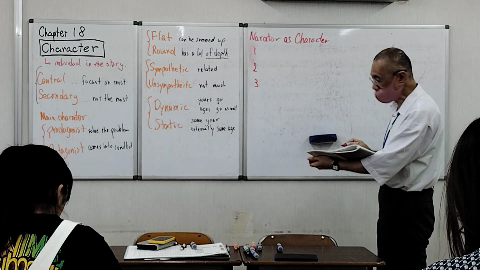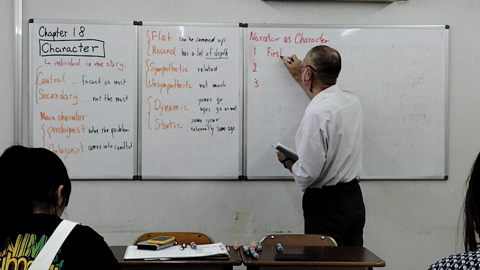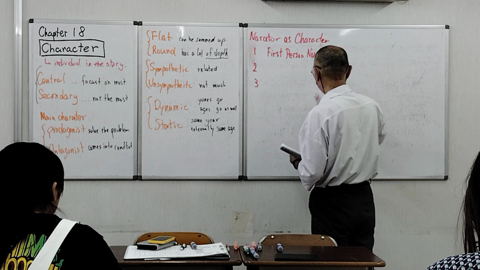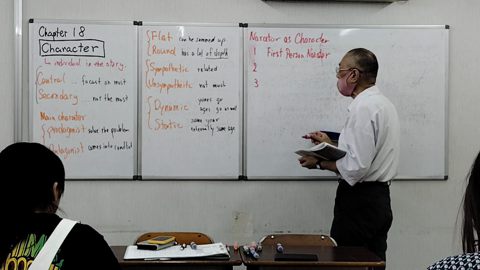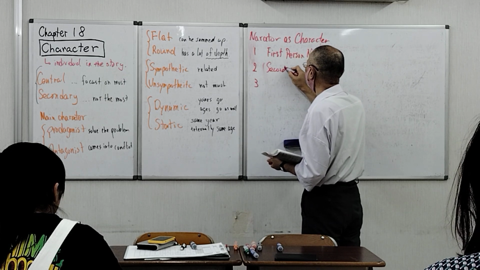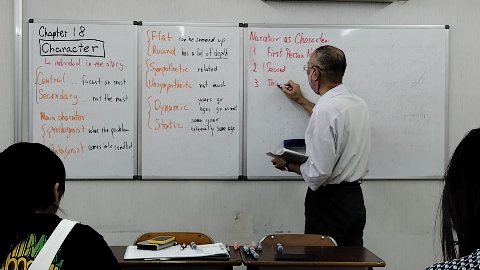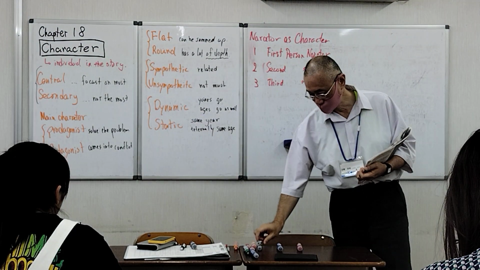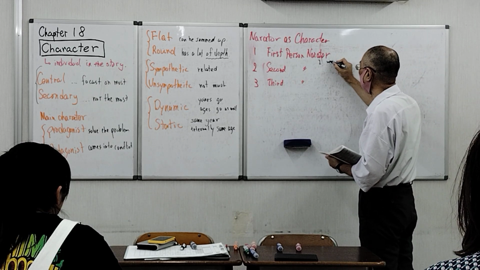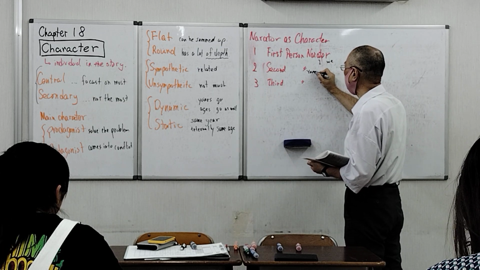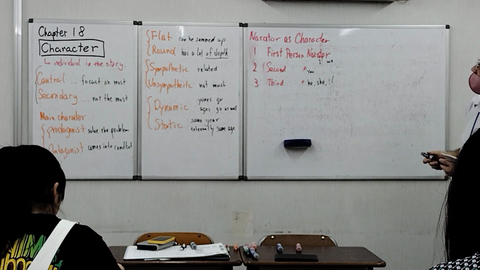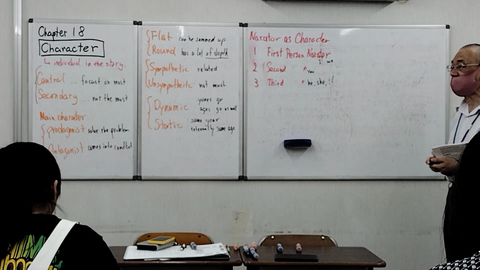That can be the first person narrator. First person. Then second person narrator and third person narrator. First person would be I or we. Second, of course, is you. The third is he or she or it. That can be the main character, as if that was the real person's name.